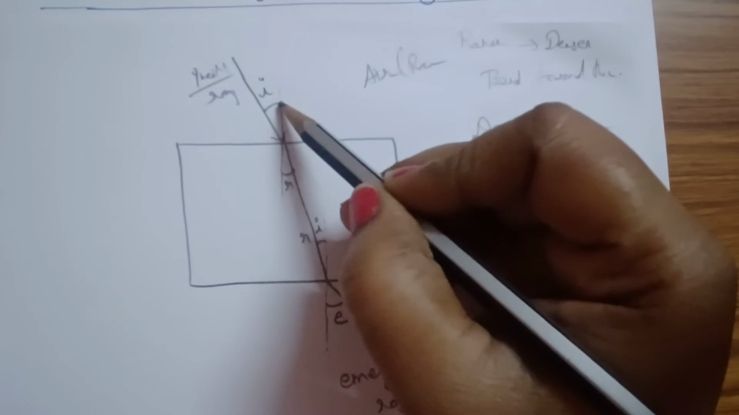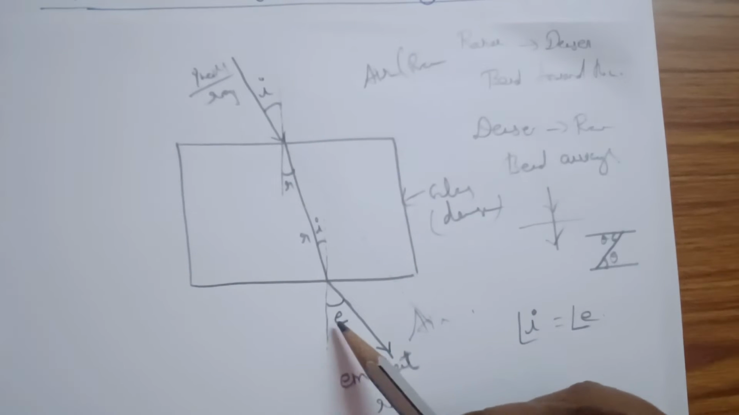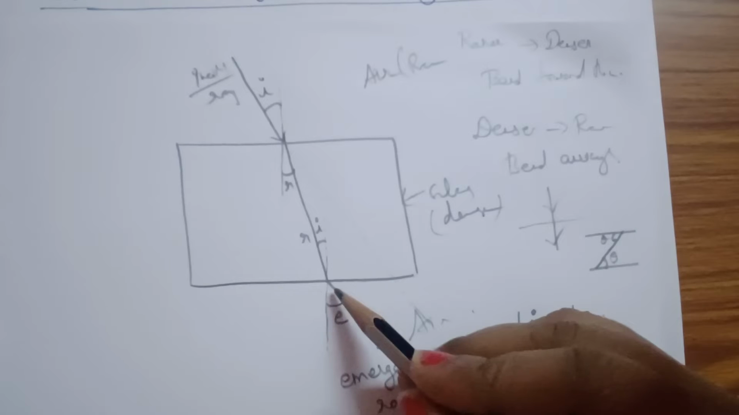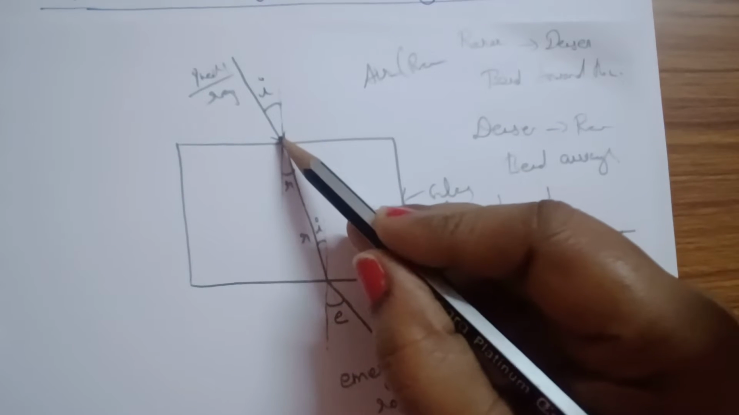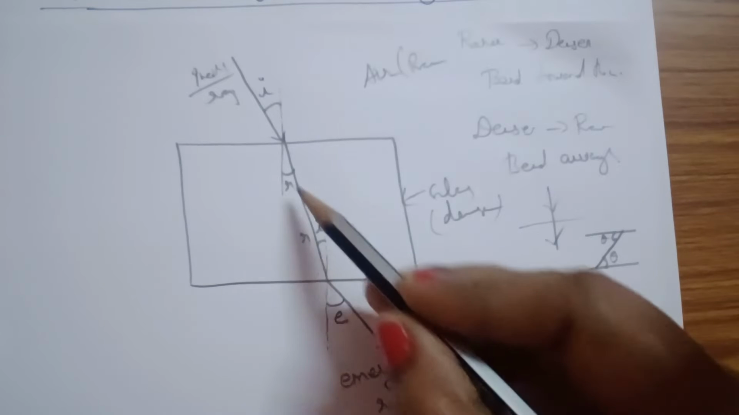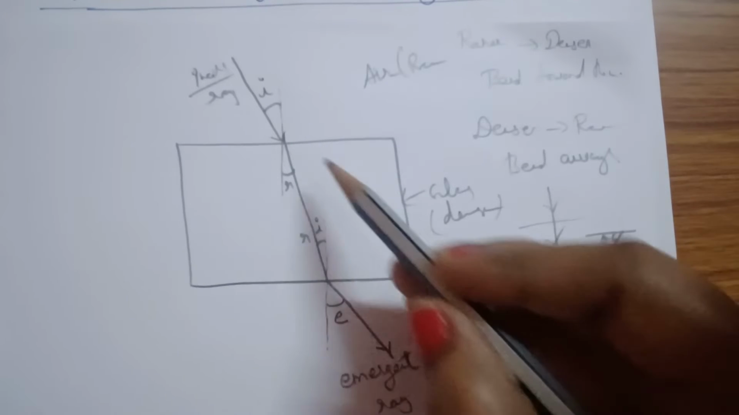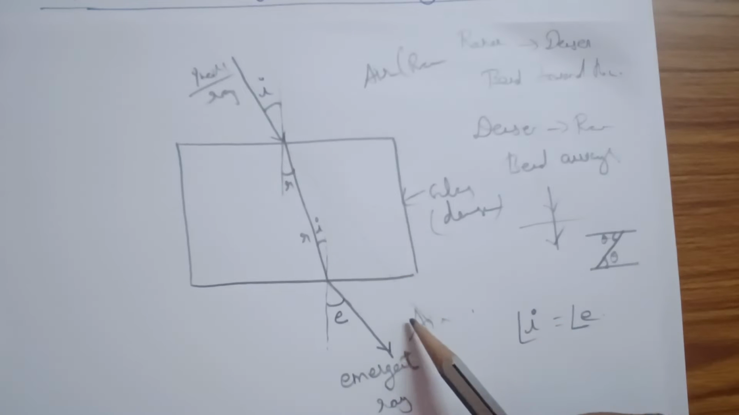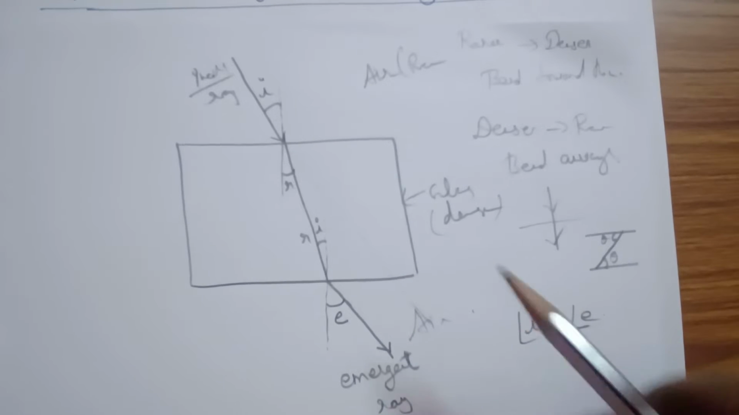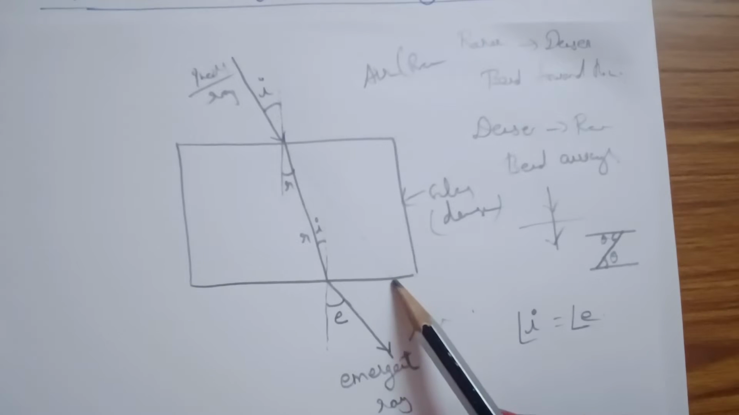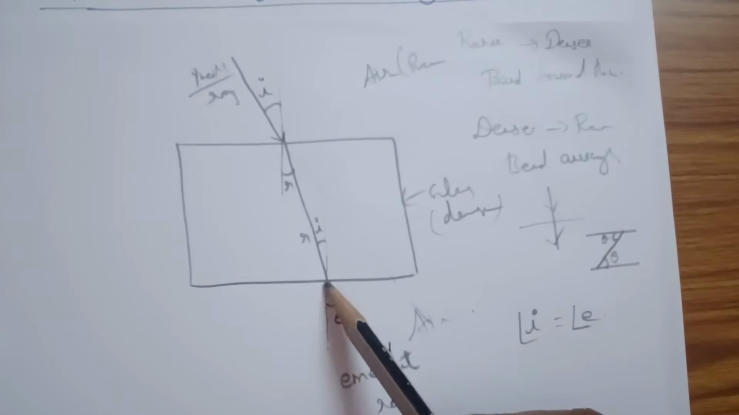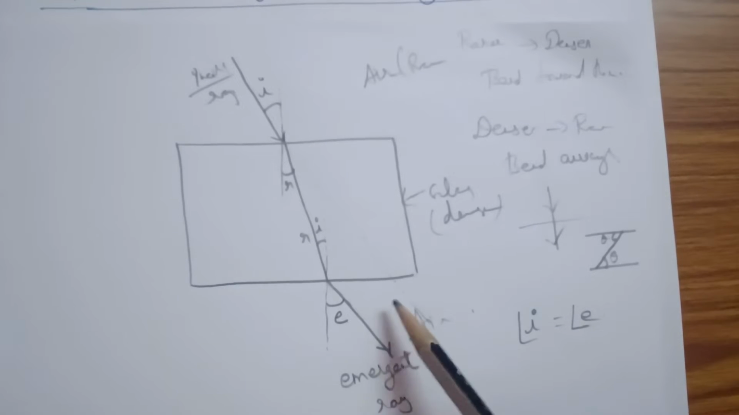So here the angle of incidence is equal to the angle of emergence, and the emergent ray is parallel to the incident ray when extended like this. If the glass slab is not present, the light ray would go like that, but because of the slab the light emerges from here, slightly shifted. This is called lateral displacement.